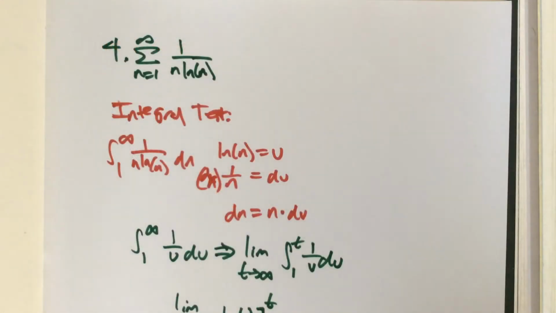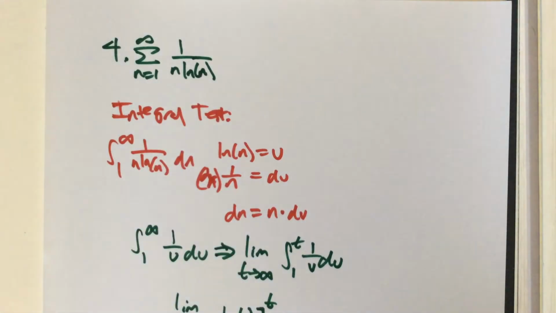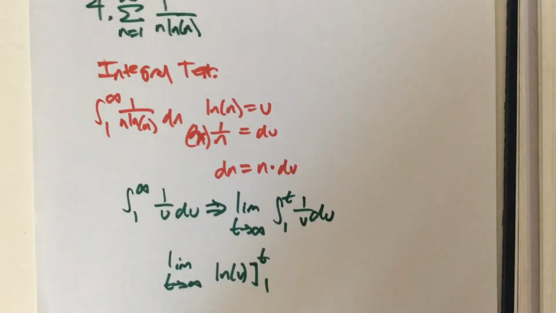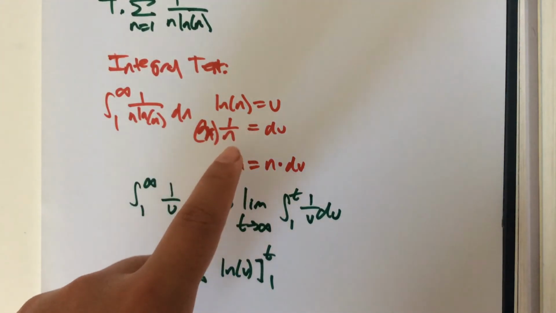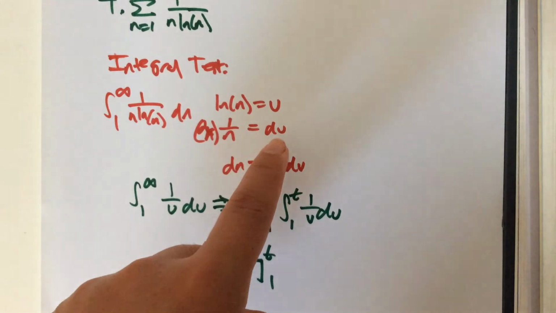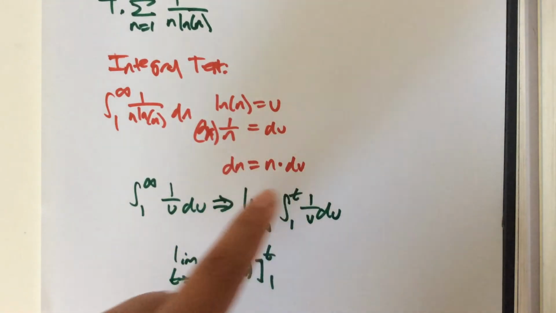Number 4 gives the series of 1 over n times ln of n. A good strategy to apply here is the integral test, because the integral of this function is very simple. Whenever you see a function that is easily integratable, then you should do it. So if we take the integral of this and u sub, we would get 1 over n is equal to du, and then we can substitute that back in with n times du.